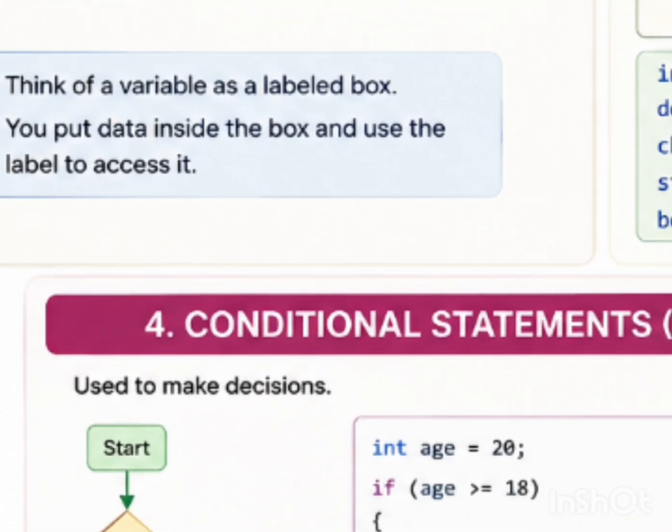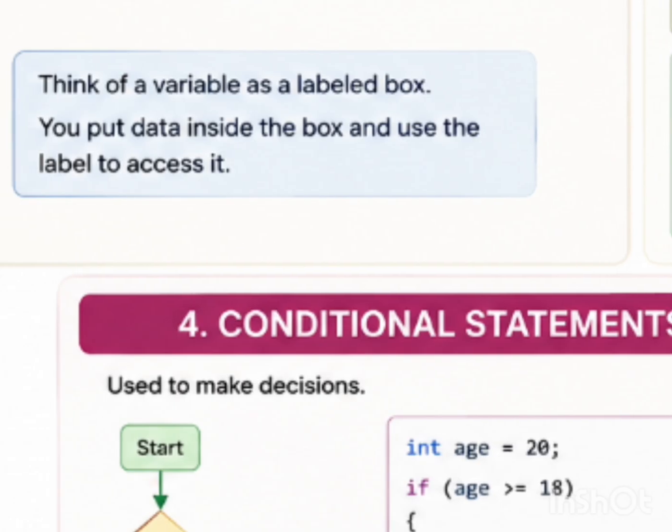For example, here you can see string name equal to John. Now name is the variable name, and I am assigning the value John to it. So now name and age, these all are variables. Think of it like one labeled box. That label name is called a variable. Inside that box, I kept something.